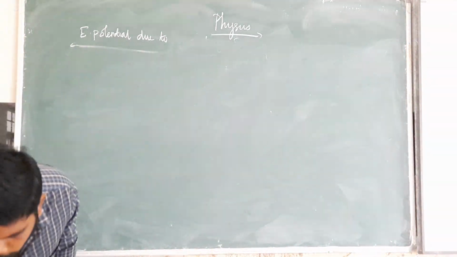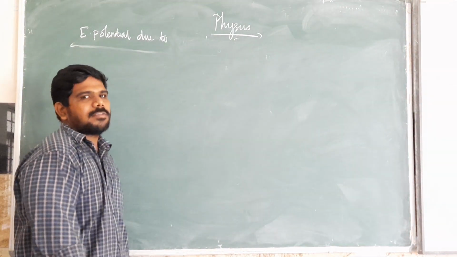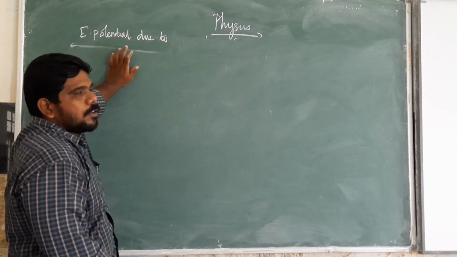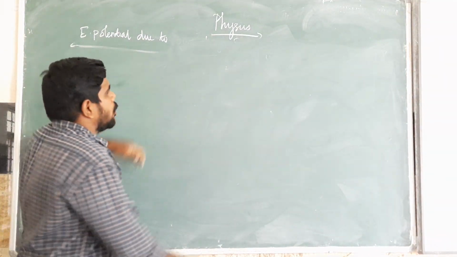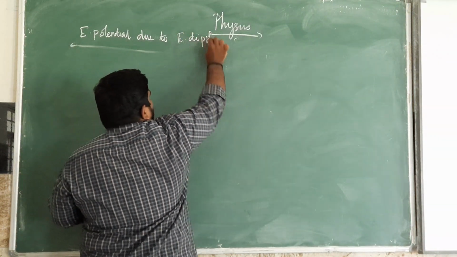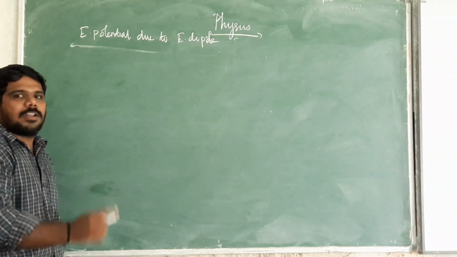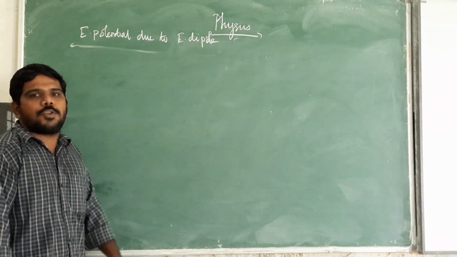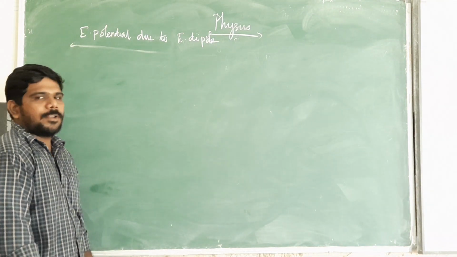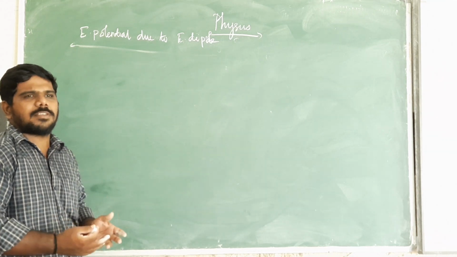Next we are going to see one of our important 5-mark questions, because this is a repeated board exam question: electric potential due to an electric dipole. This will be one of the repeated board exam questions.